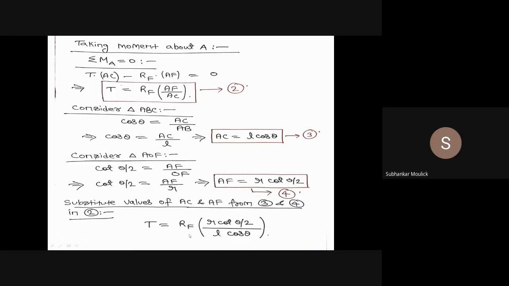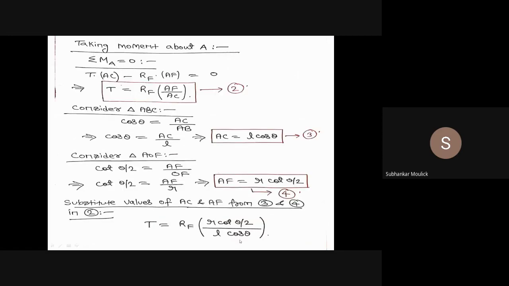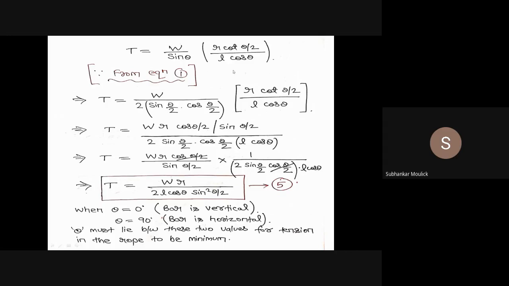Then the tension T becomes W by sine theta into r cot theta by 2 divided by L cos theta by 2. Or I can write T is equal to W into r cot theta by 2 divided by sine theta, which by trigonometry I can write as 2 sine theta by 2 into cos theta by 2 into L cos theta by 2.